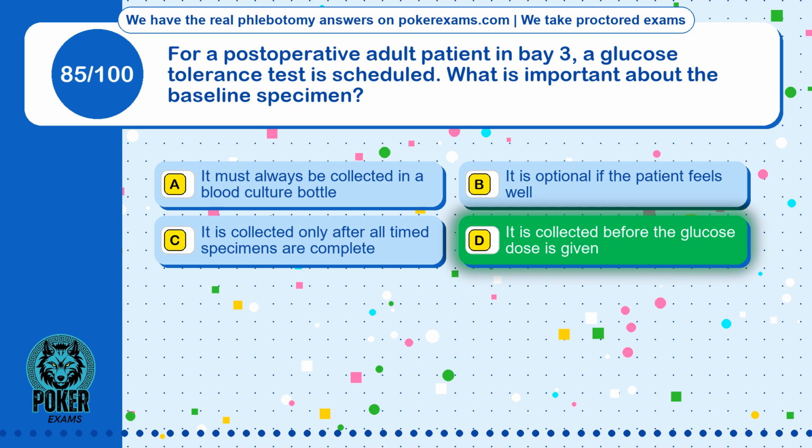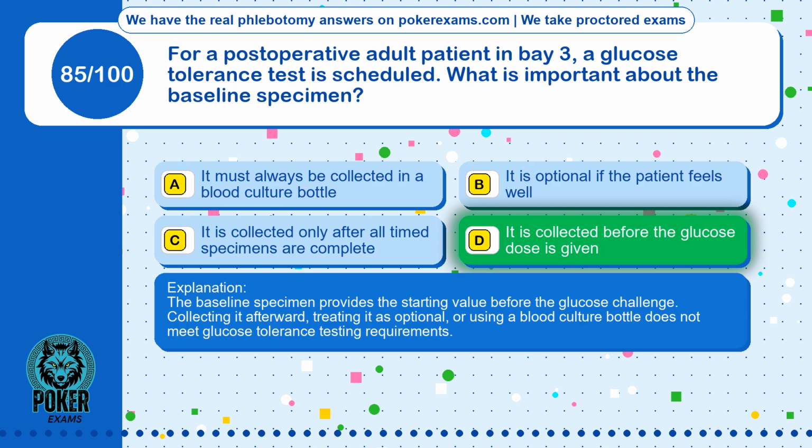The correct answer is option D. It is collected before the glucose dose is given. The baseline specimen provides the starting value before the glucose challenge. Collecting it afterward, treating it as optional, or using a blood culture bottle does not meet glucose tolerance testing requirements.